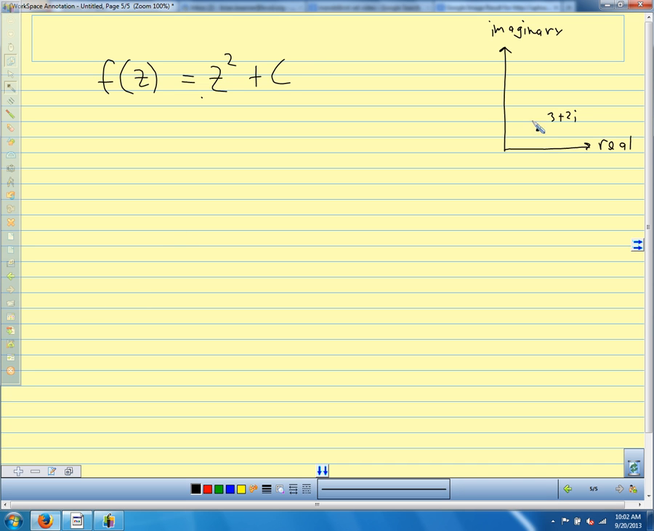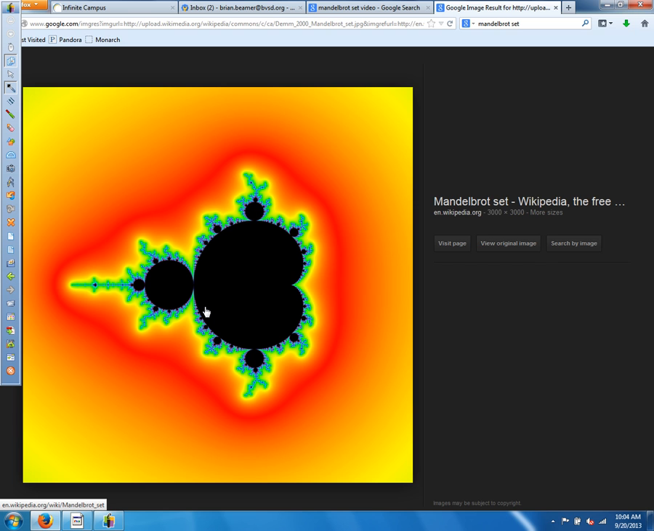Well, the points in the complex plane, let me go back to the picture here. The points in the complex plane where after we do that, plug that in over and over and over again, basically as many times as we want, and the number never gets infinitely large, are the points that we color black. So we call those points inside the Mandelbrot set. We can do that process over and over and over again, and they never go to infinity.